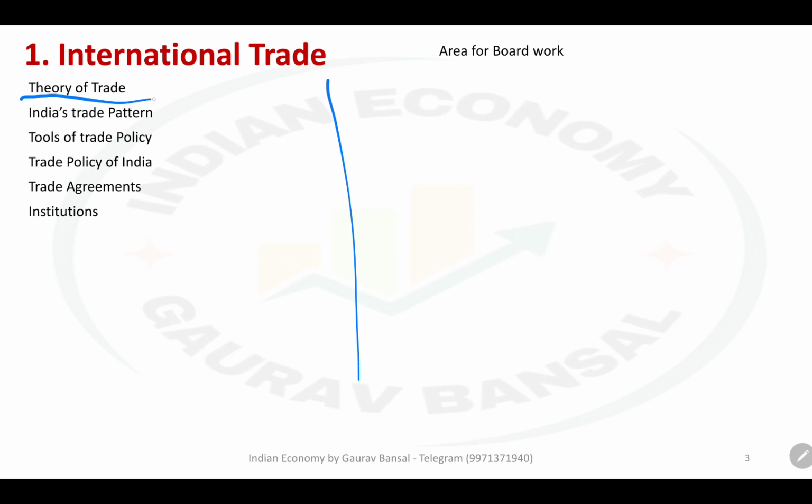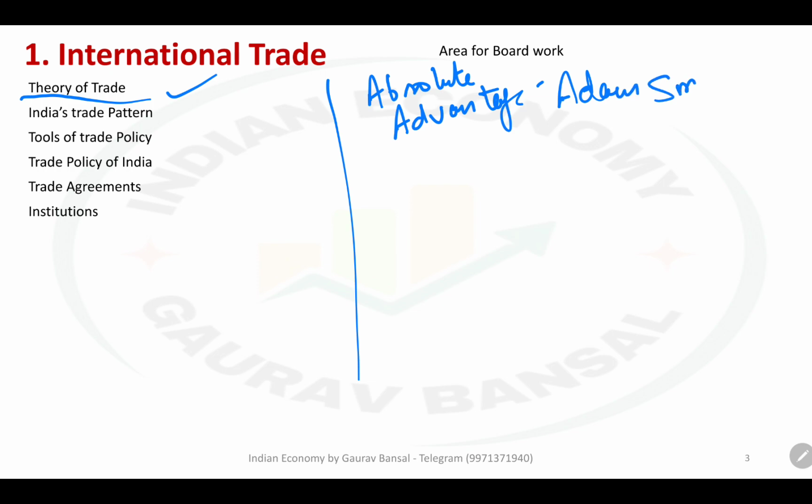The first topic in international trade is the theory of trade. Here we talk about 4 or 5 major theories. The first is absolute advantage, and this was given by Adam Smith. So what is the major argument of this theory?